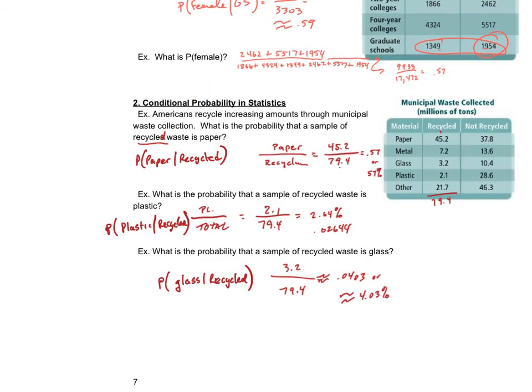I was being a bad example. I went back and put in the proper notation here: the probability of it being paper given recycled, the probability of it being plastic given recycled, and the probability of it being glass given that it was recycled. I just wanted to add that in because that's the proper notation that you should be using.